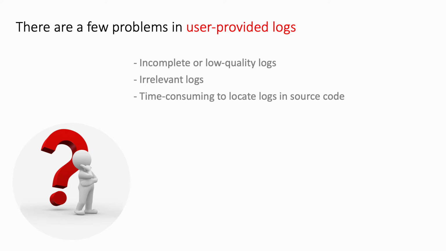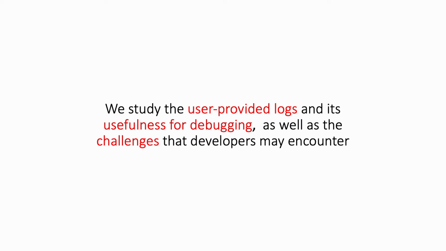There are a few problems in user-provided log. The log can be incomplete or irrelevant, which can cause difficulty for developers to diagnose the bug, and thus delay the bug fixing process. In addition, it is time-consuming for developers to locate log in source code. In this work, we studied the user-reported log and its usefulness for debugging, as well as the challenges that developers might encounter when analyzing such log.